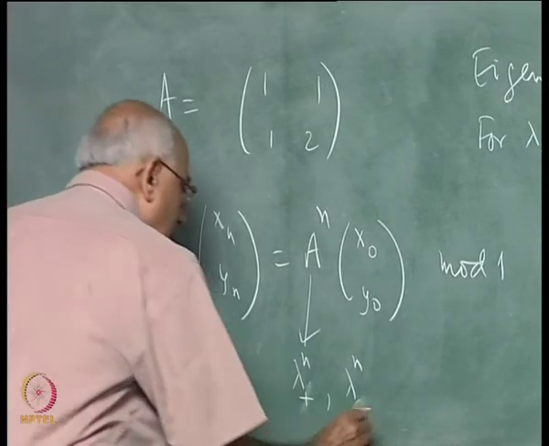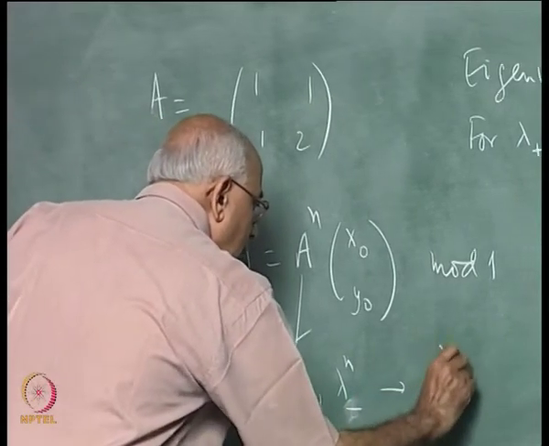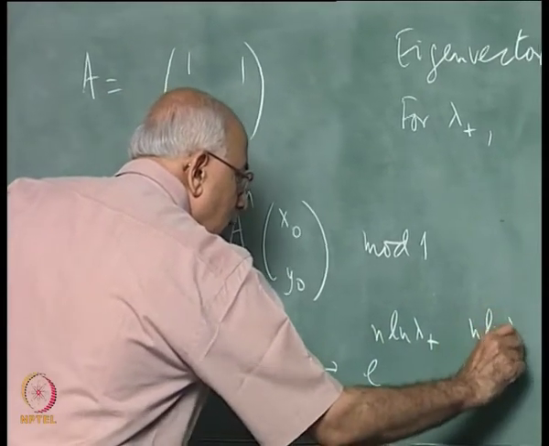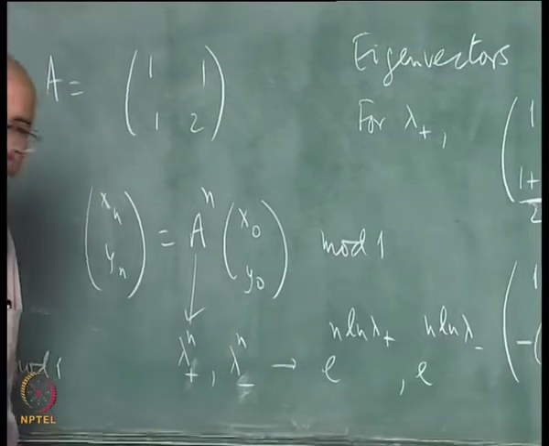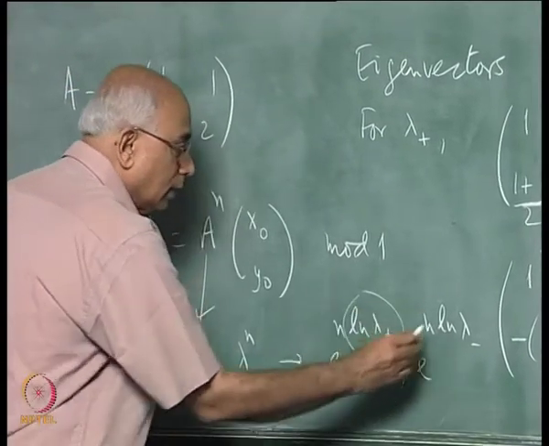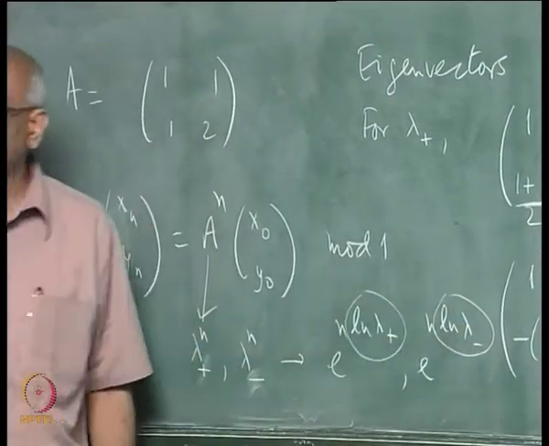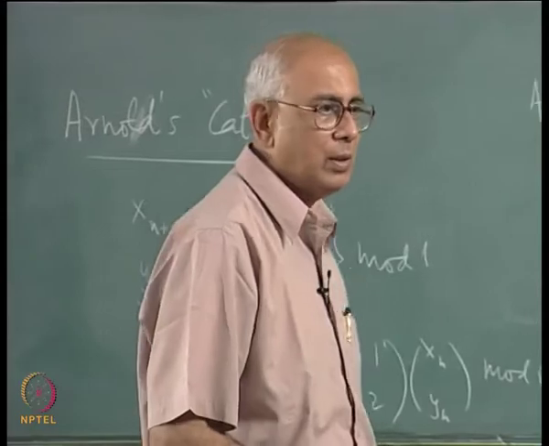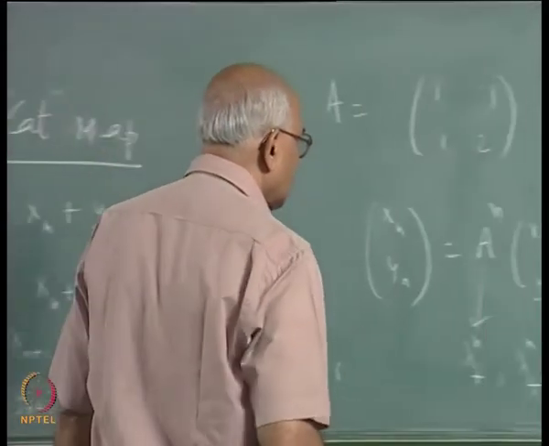So these things could be written as e to the n log lambda plus, e to the n log lambda minus. And then this number here is a Lyapunov exponent. I am sorry, I use the same symbol lambda for the eigenvalue. I should have probably used mu here and then lambda for the Lyapunov exponent. Okay, so that is the reason for the confusion.